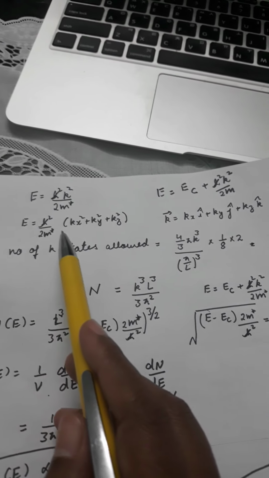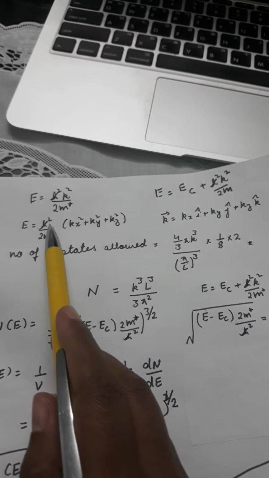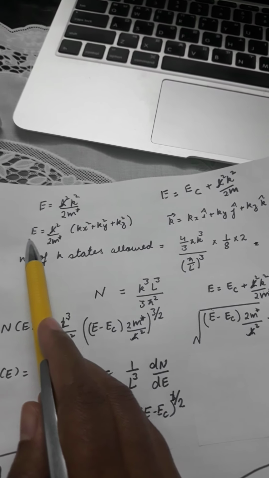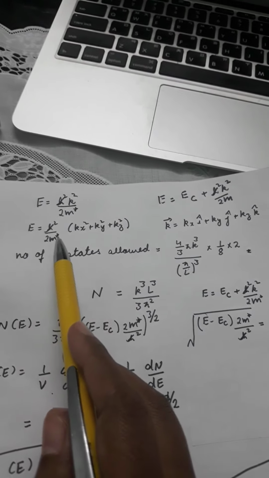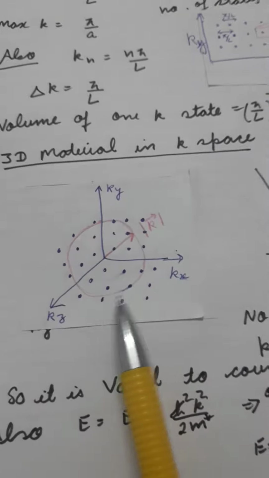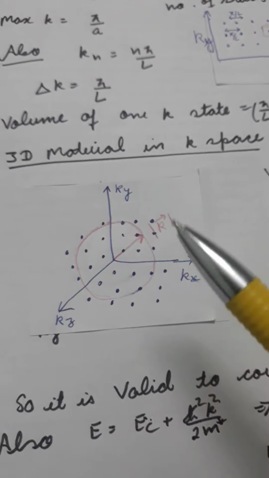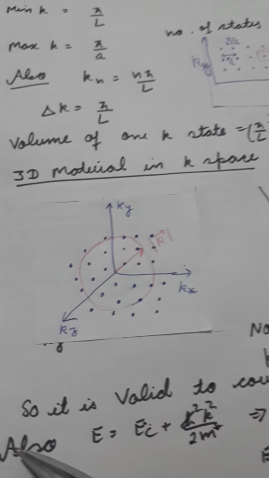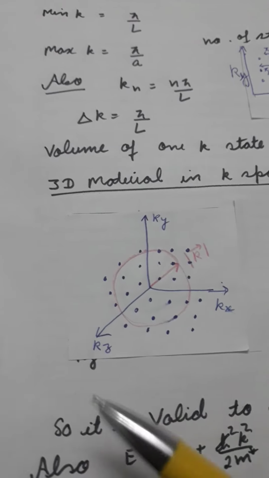So that is the only difference. So it is a sphere, and the maximum value of k can be got by taking the magnitude of this and finding out what is the maximum energy that is possible in that particular lattice or that particular material. So it will look something like this. So if we know the volume of this sphere and we know the volume of one state, we can find out the number of states that are possible, the number of modes, the energy states that are possible.